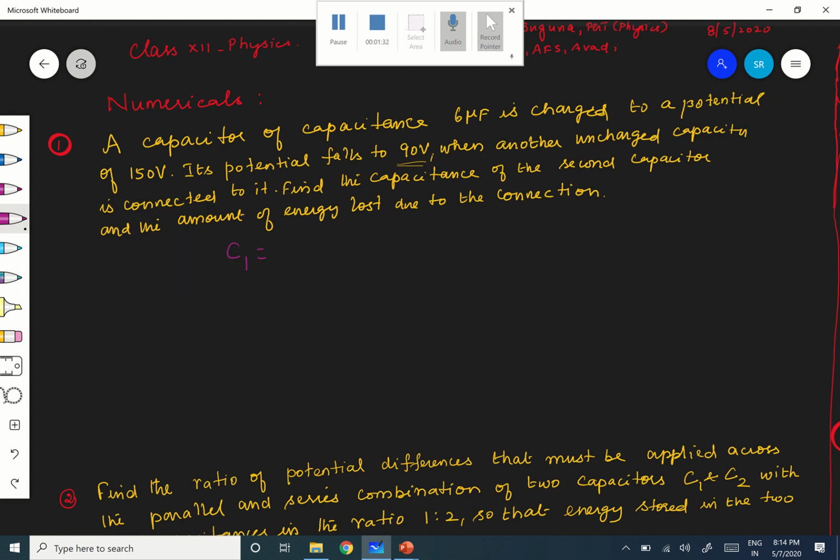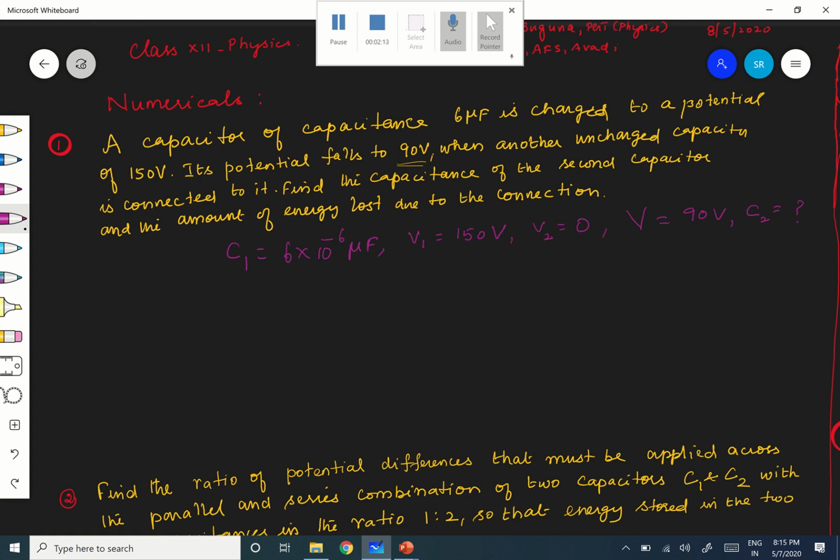C1 is equal to 6 microfarad, that is 6 into 10 power minus 6 farad, right? Then what is the potential? V1 is equal to 150 volt. And what is V2? The other capacitor is uncharged, therefore V2 is equal to 0. After connecting, they attain a common potential V. What is V? V is equal to 90 volt. And what is asked here? C2 is equal to what? That's all. Therefore, now what we have to do?